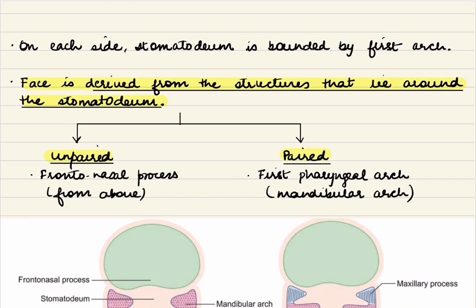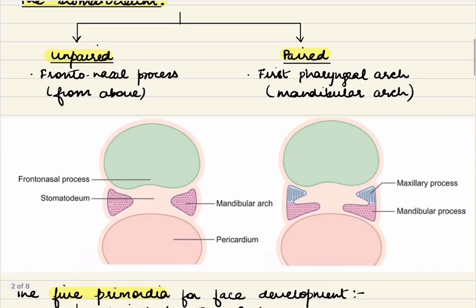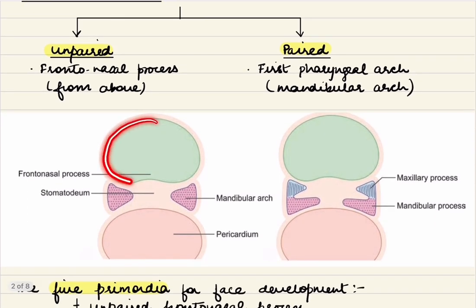So the face is derived from the structures that are lying around the stomatodium, and the unpaired structure is the frontonasal process from above, and the paired structure is the first pharyngeal arch, also known as the mandibular arch. Now let us have a look at this diagram, this being the frontonasal process and this being the developing stomatodium, which is bounded on each side by the first arch, that is the mandibular arch.